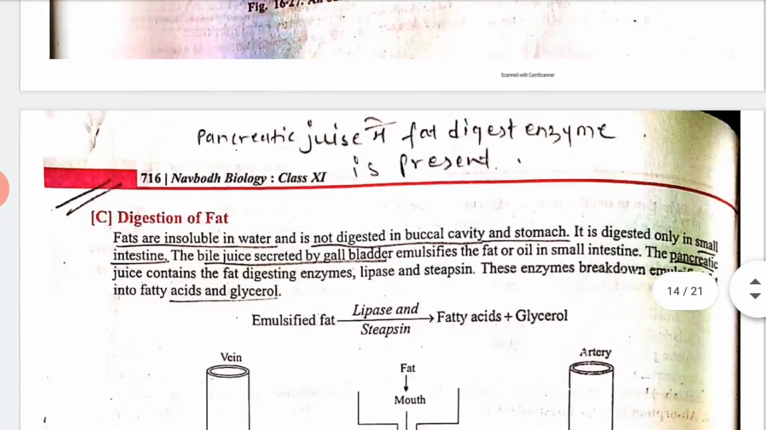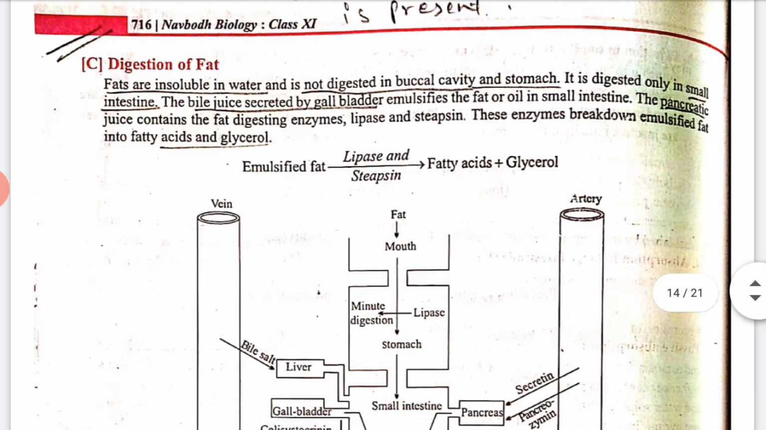Now let's talk about the digestion of fat. As we all know, fats are insoluble in water and are not digested in the buccal cavity and stomach. So it is digested only in the small intestine. The bile juice that is secreted by the gallbladder helps. What actually happens is that the fat is acted upon by the fat-digesting enzyme, lipase, which is present inside the pancreatic juice.